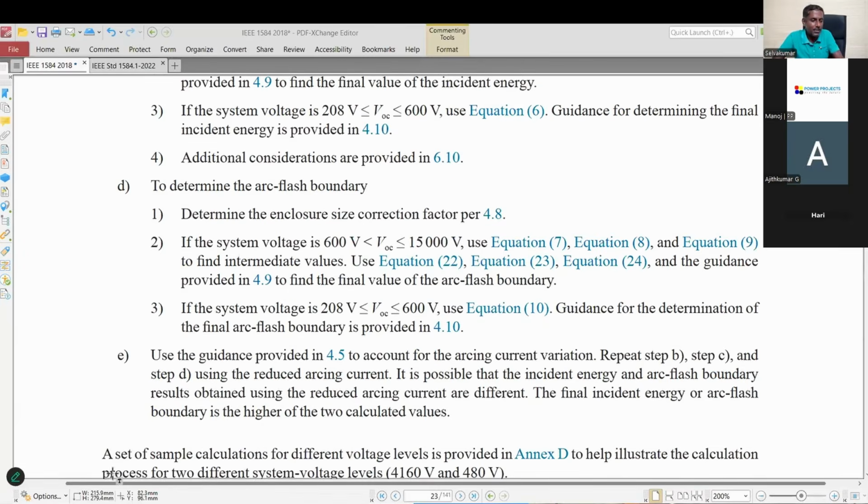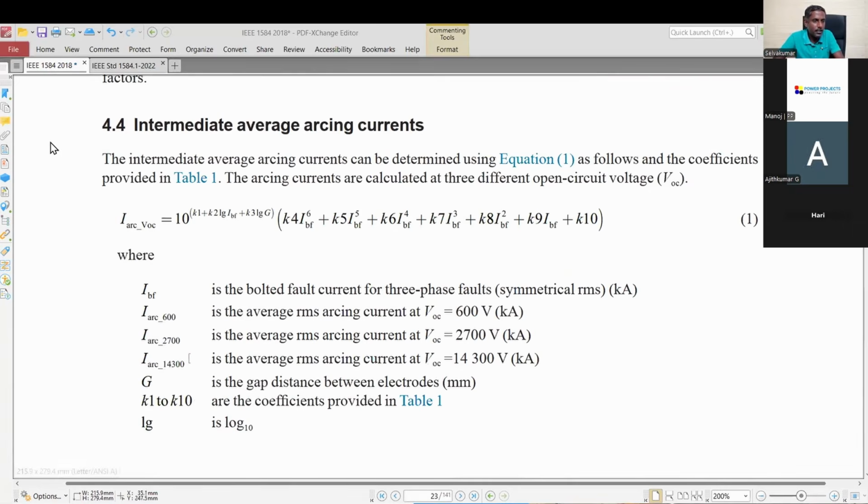Perform a short circuit study, find out the bolted fault current, and from there derive the arcing current. Second, perform the relay coordination, find out the fault clearing time, and find out the arc duration. From there, I square T, find out the incident energy. Fourth, find out the arc flash boundary, the distance at which the incident energy comes down to 1.2 calories per centimeter square.